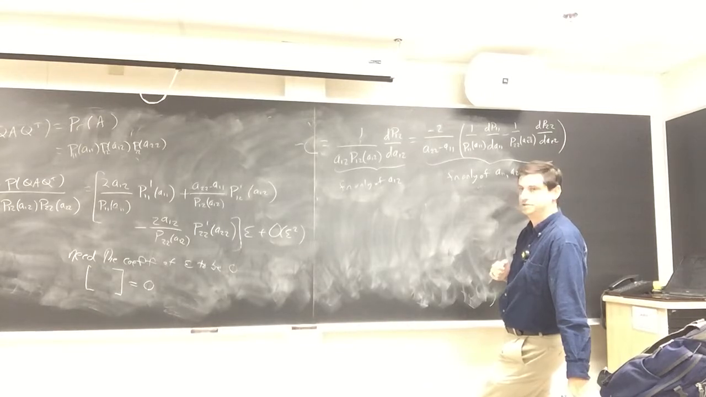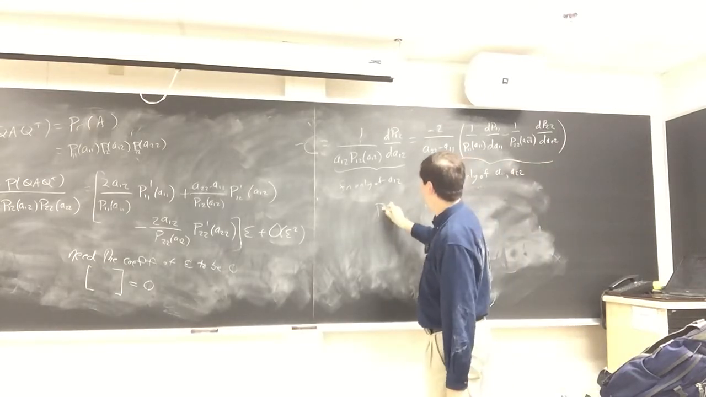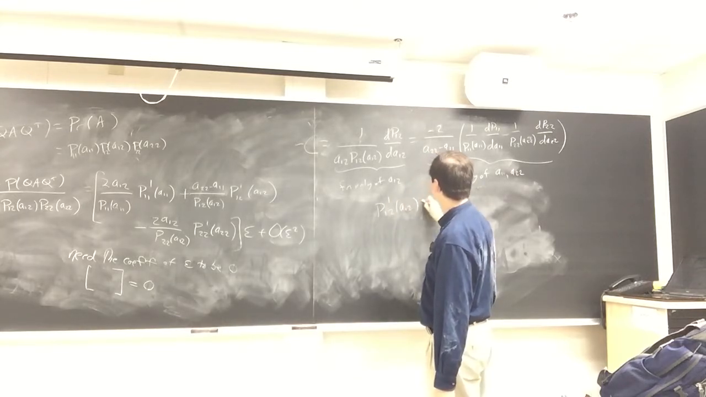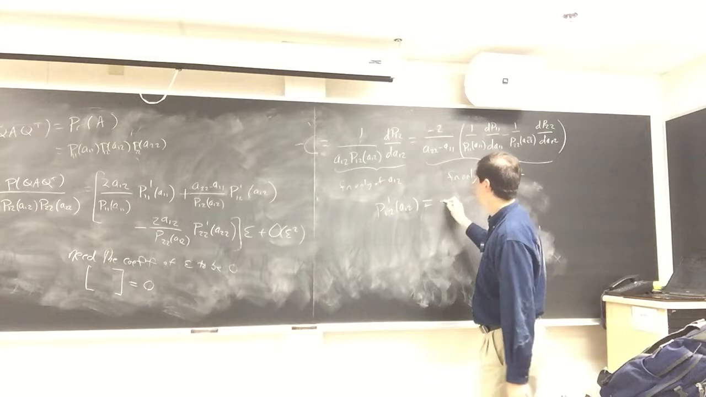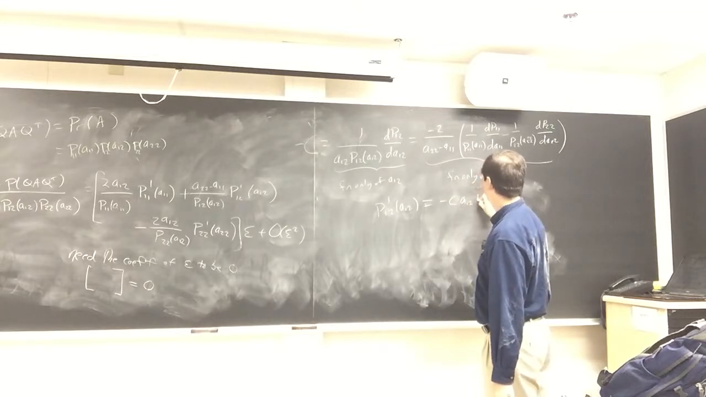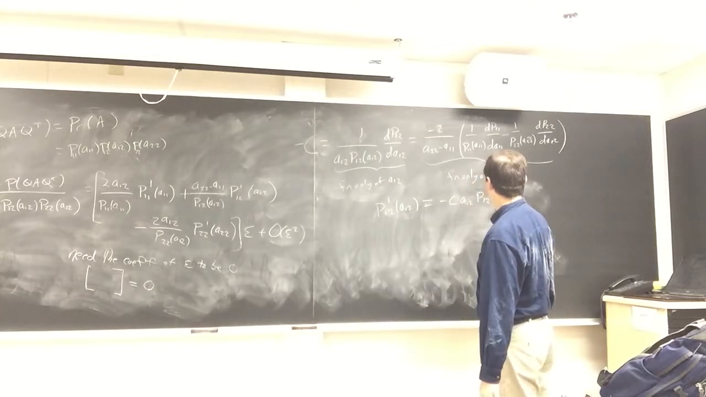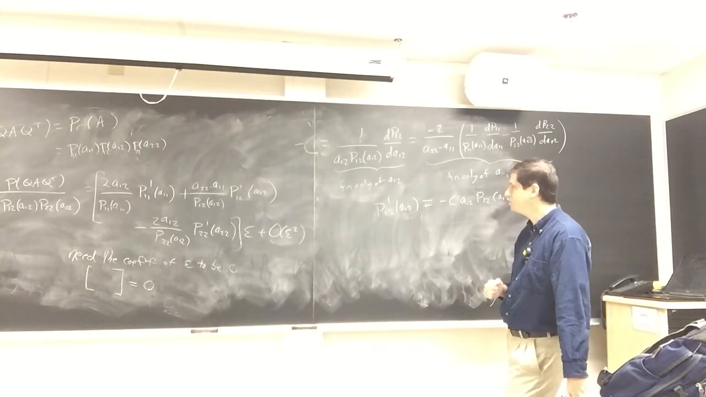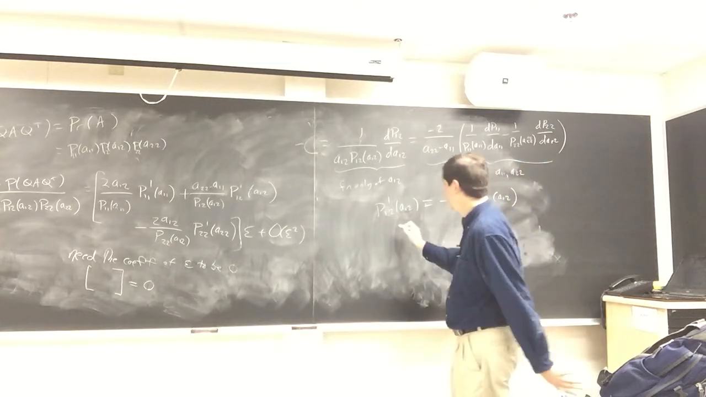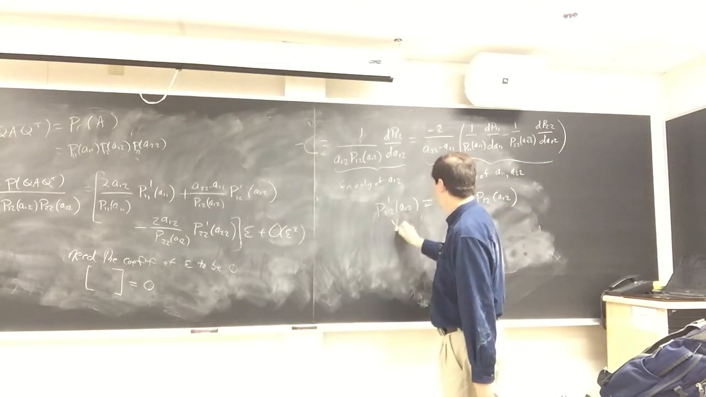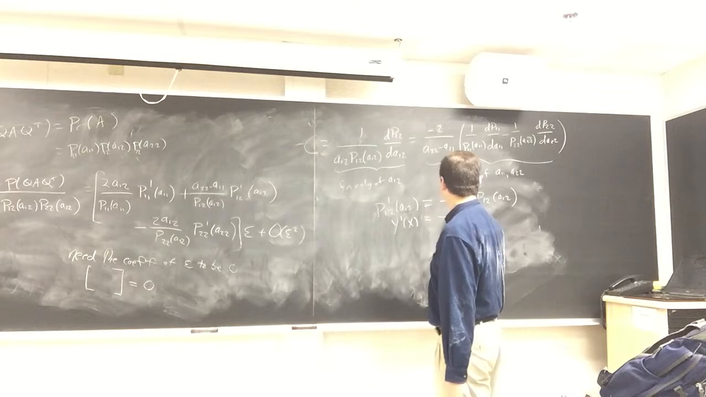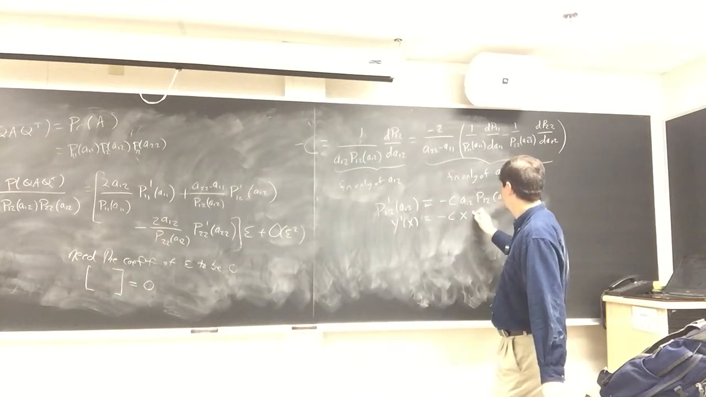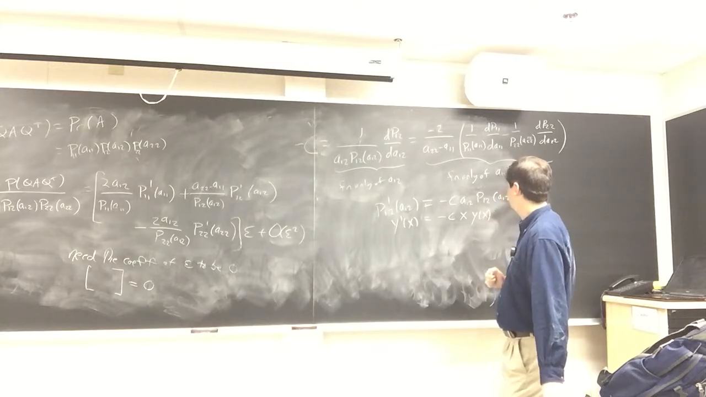So now we want to solve this. So we get p12 prime of a12 is equal to -c a12 p12 of a12. Or if you want, let's convert this to something that's a little bit friendlier. We want y prime of x equals -c x y of x.